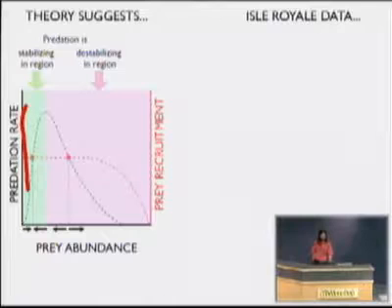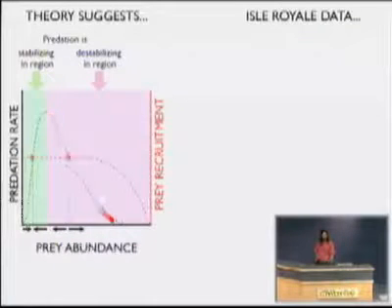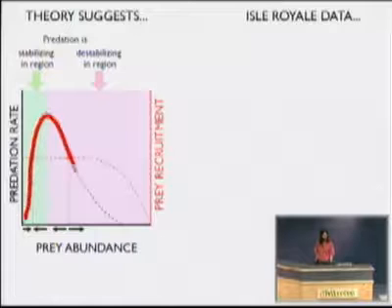And then for the Isle Royale data, we're going to look at the same kind of graph. We're going to look at a graph that shows prey abundance on the x-axis and predation rate on the y-axis, and we want to ask only one question when we look at this graph. Is predation decreasing with abundance, or is it increasing with abundance, or can we see that both are occurring? Which is the case?